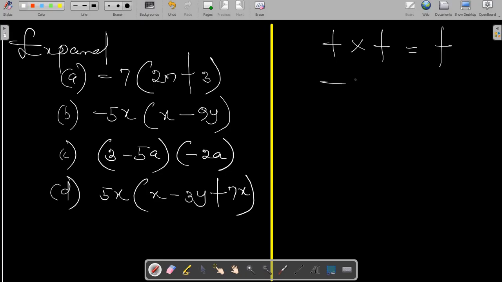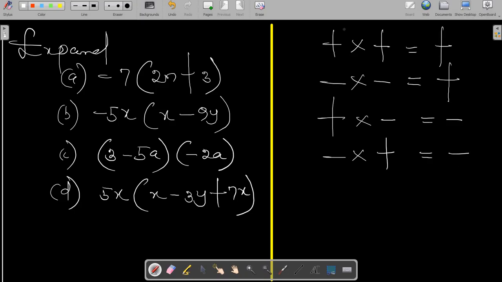Then negative times negative is also positive. Don't forget, positive times negative, we have it to be negative, and negative times positive, we have it to be negative. So when the signs are the same, the answer will be positive. But when the signs are different, the answer will be what now? Will be negative. You can see the signs are different, the answer will be negative. But when the signs are the same, the answer will be positive.